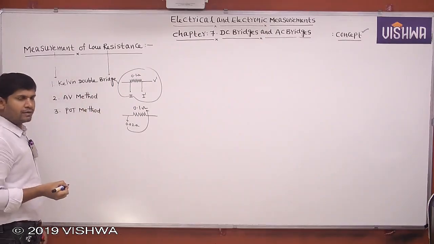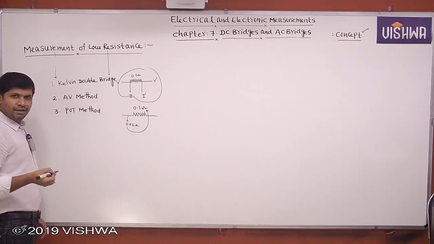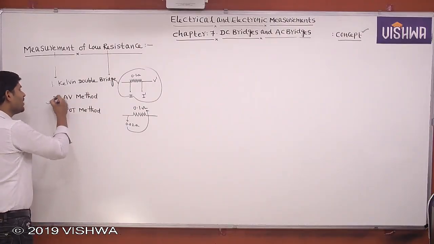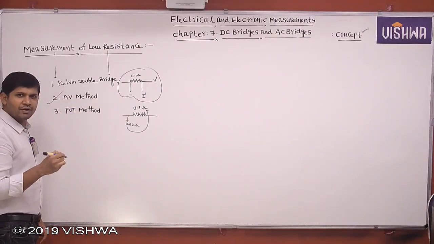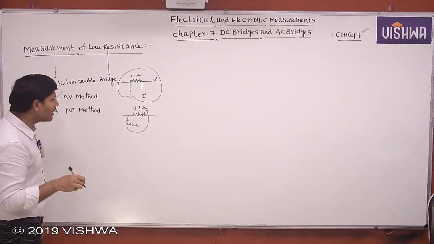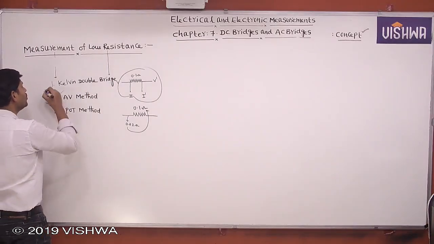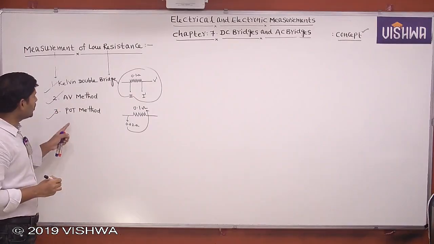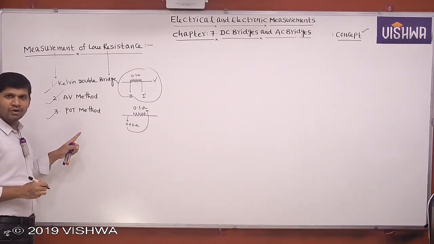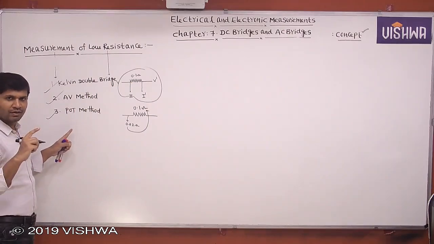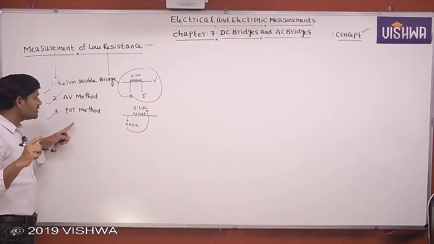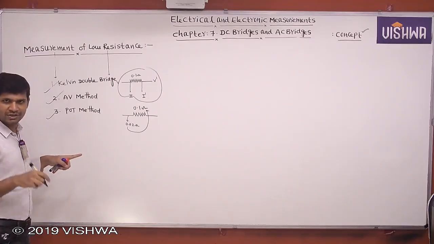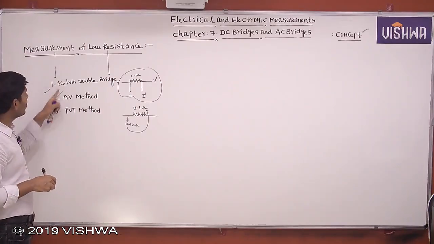I already discussed the AV method in the measurement of medium resistance. That is a special case; we use the AV method for measurement of low resistance also. In this session I want to discuss two methods: Kelvin double bridge and potentiometer. In detail about the potentiometer in the measurement of voltages I already discussed, but here I am explaining the potentiometer for measurement of low resistance.